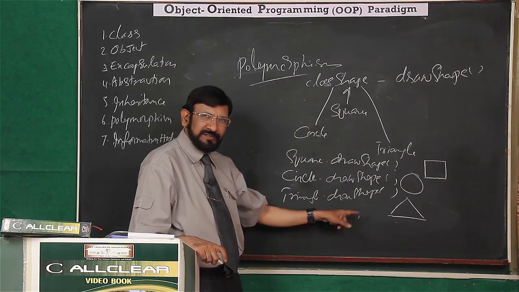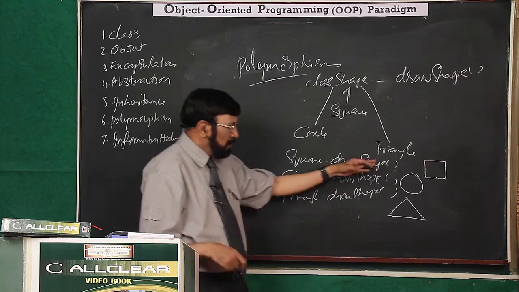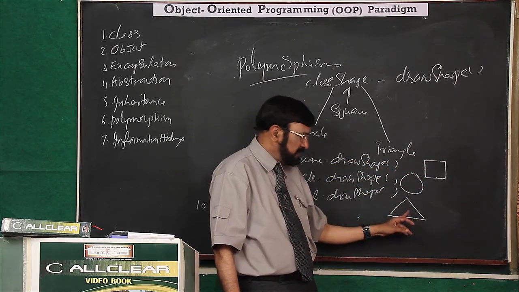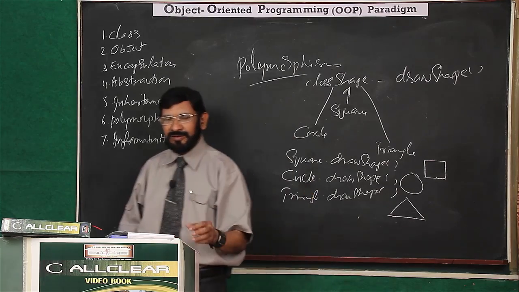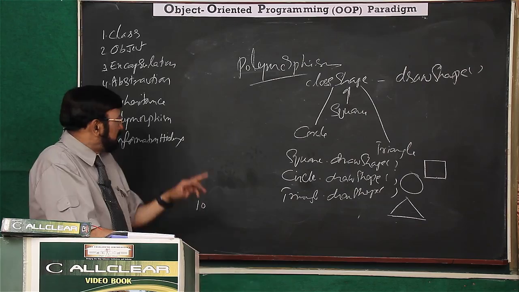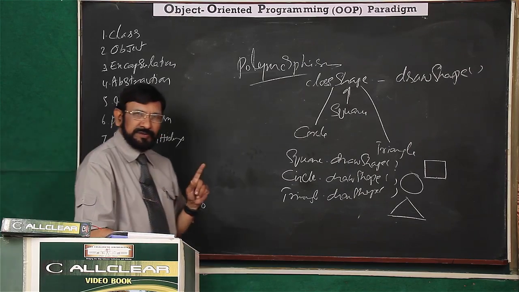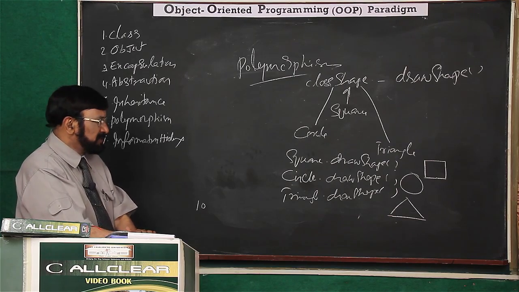One interface. In all cases, one interface only, draw shape, but multiple forms of implementation. In implementation, it is different. That is a magic. You can wonder, you can enjoy the magic of object-oriented programming. That is called the polymorphic feature. You understand that: one interface, multiple forms of implementation.